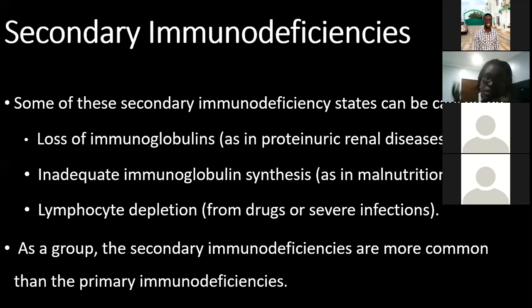Now, if you consider the secondary immunodeficiencies as a group, and you consider the primary immunodeficiencies as a group, the secondary immunodeficiencies are more common than the primary immunodeficiencies. Okay, so that's my sudden end as well.